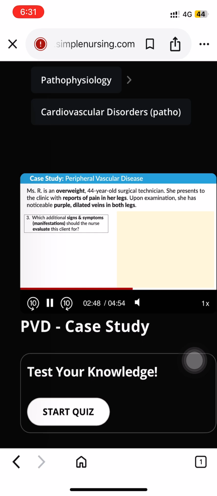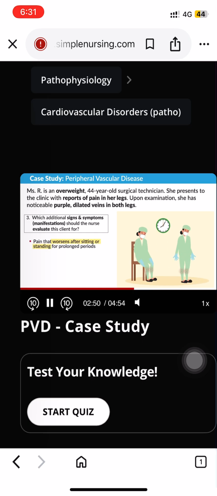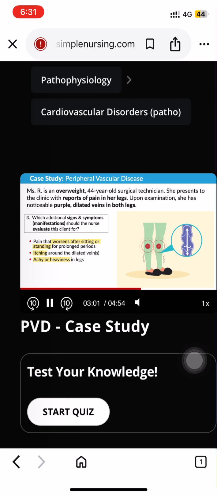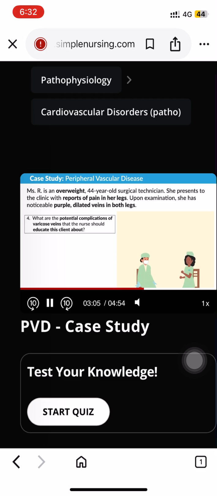So the correct answer is pain that worsens upon sitting or standing for prolonged periods, itching around the dilated veins, and even achy or heaviness within the legs, as all this blood or fluid sits inside the veins. Now, question 4. What are the potential complications of varicose veins that the nurse should educate this client about?